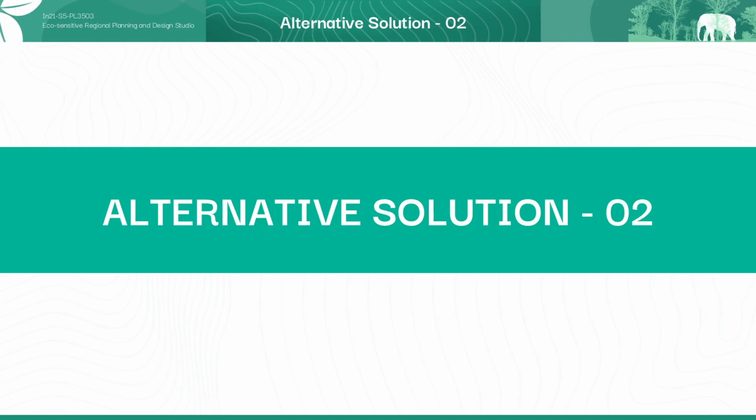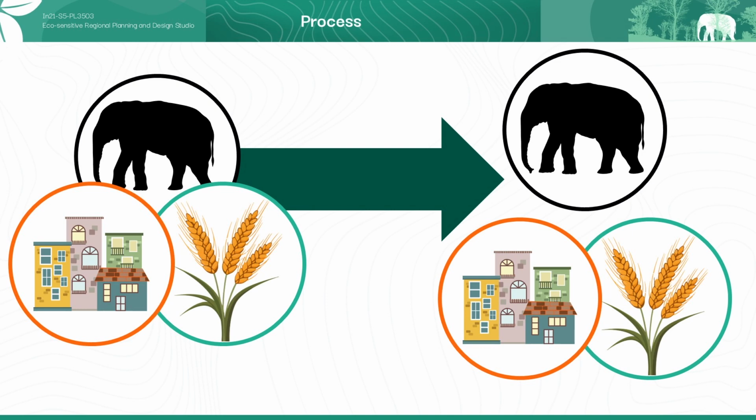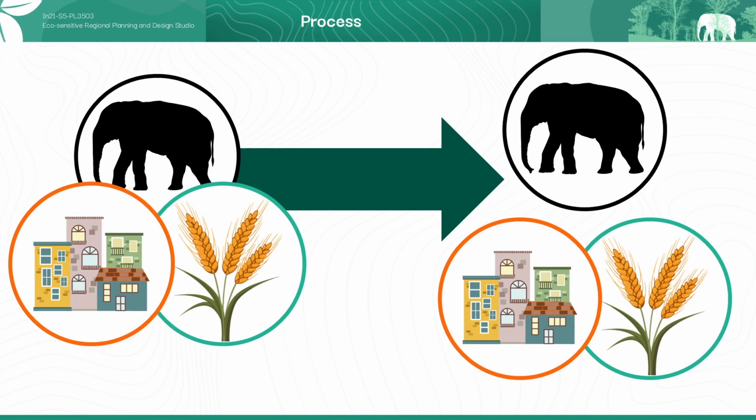So in this alternative solution, our major values are managing the carrying capacity and separation of space. Our major goal is to achieve a minimum number of human-elephant conflict incidents in Sri Lanka by 2050. Yes, and to achieve that, we believe that we need a clear separation between elephants and agriculture and human settlements.